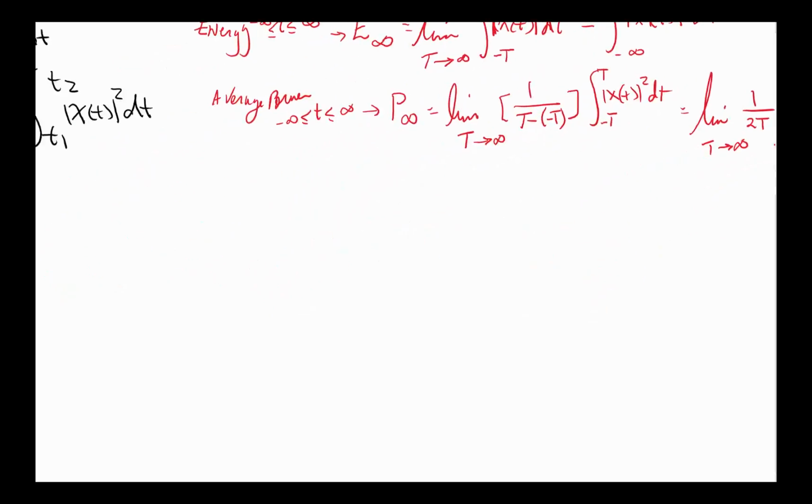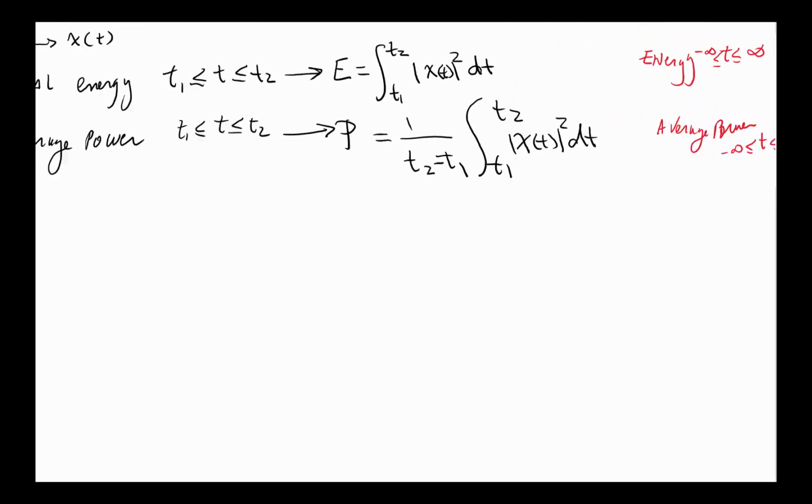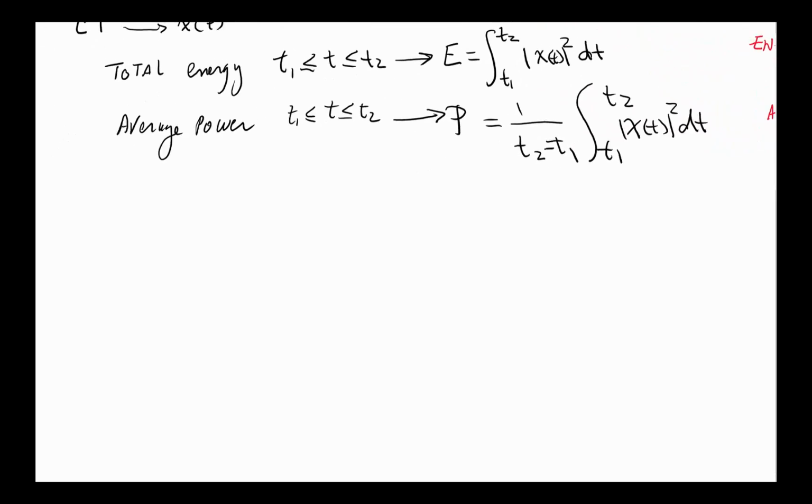Okay. So that's as far as that's concerned. Now we can almost do the same thing for discrete. When we have a discrete time signal x of n, remember the only difference: t is time, n is number of samples, which sample number you're looking at.